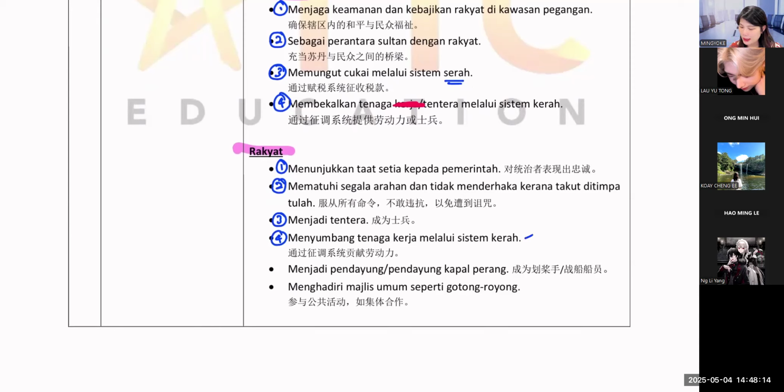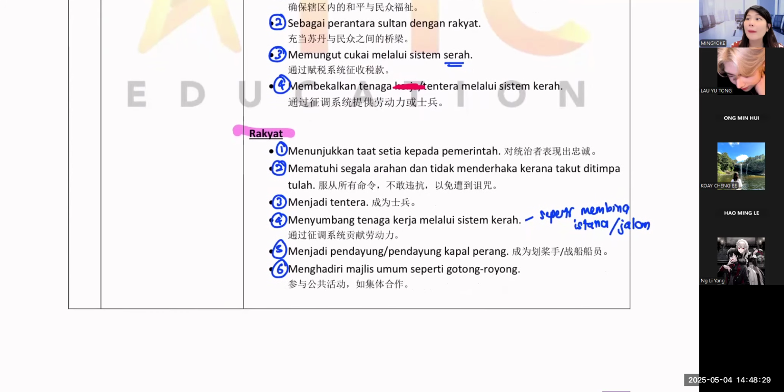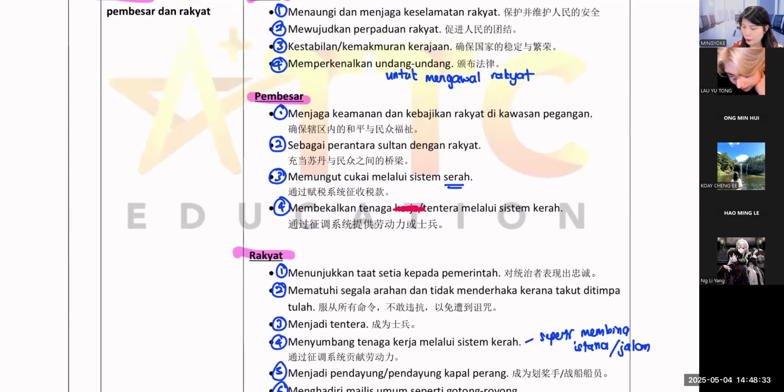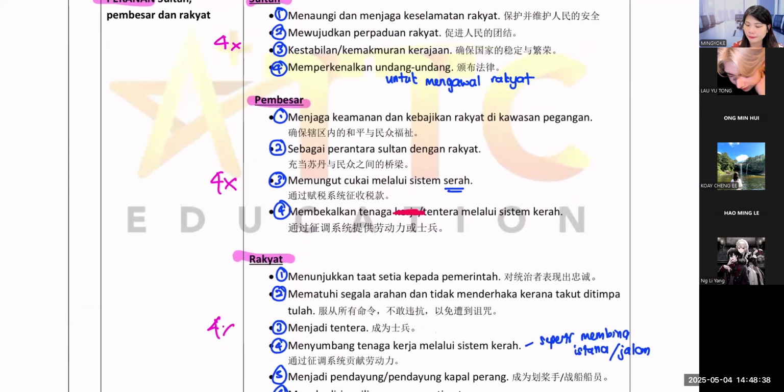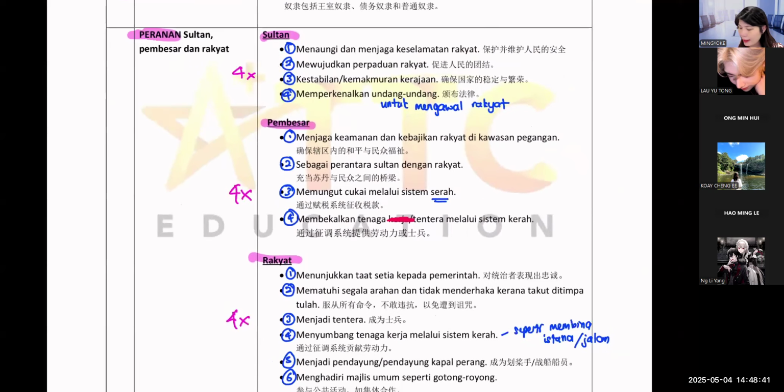They want to membina, seperti membina istana. Seperti membina istana, or jalan. Then they become the row a boat. Finally, they attend the public council like gotong royong, all this. So at least you have to remember all. 4, 4, and 4. Yeah, they can come out and ask you peranan sultan dan pembesar, 8 marks. They can. So you take note. Okay.